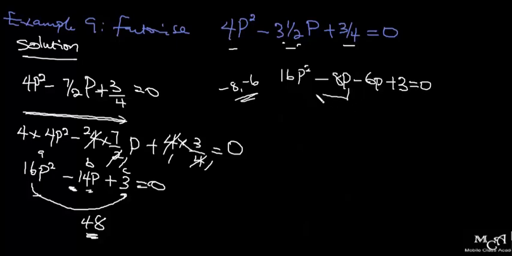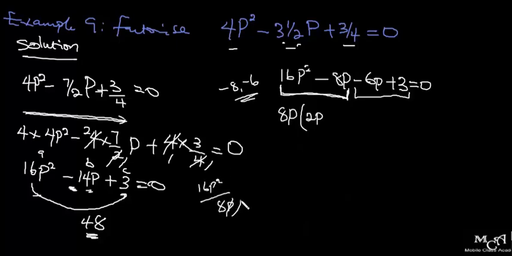Then I'm going to group these together. I'm going to group these together. So in the first group, what is the common factor? The common factor is 8p. So anything that is a common factor, I put it outside the brackets. So if I take out 8p from 16p, I'm left with 2p. This is what I mean. If I divide 16p squared by 8p, p goes here.